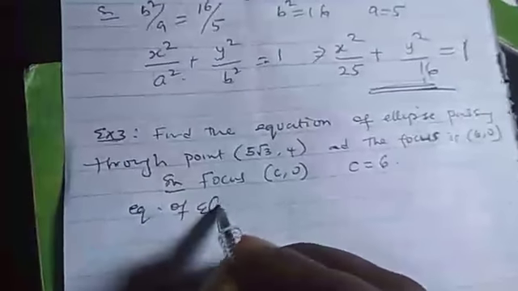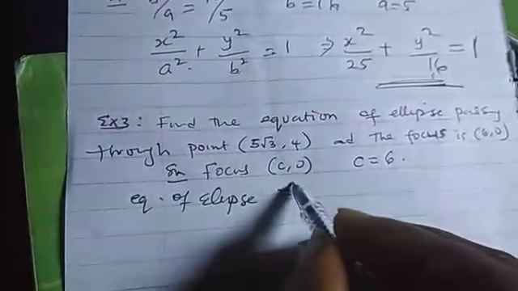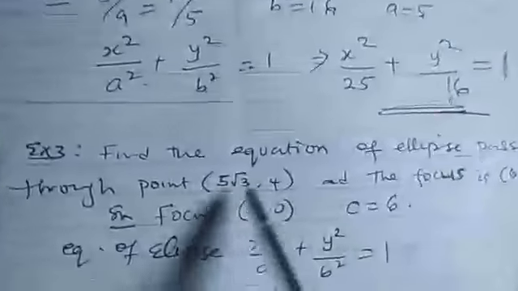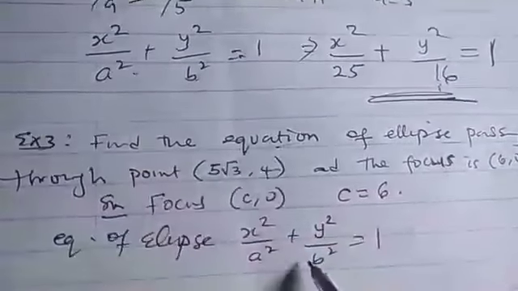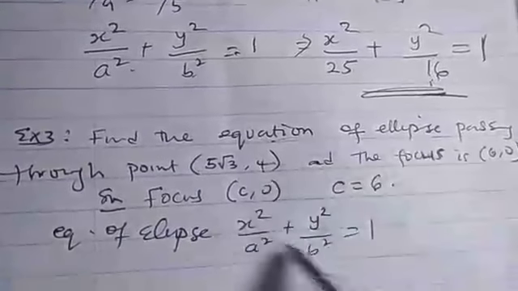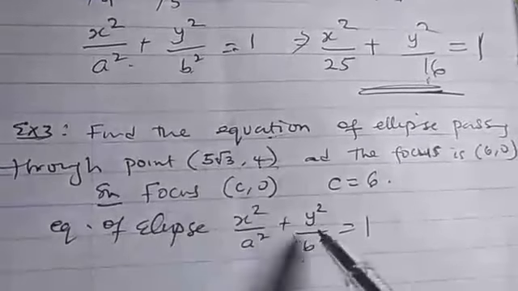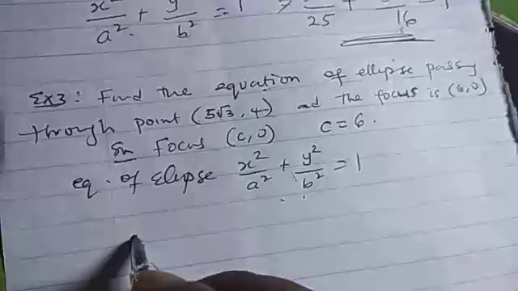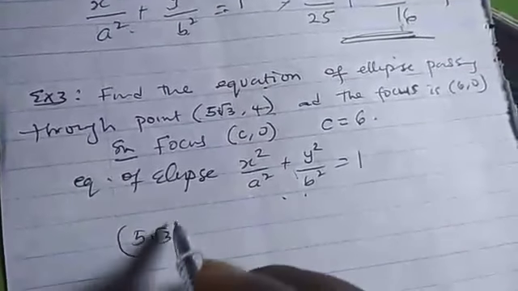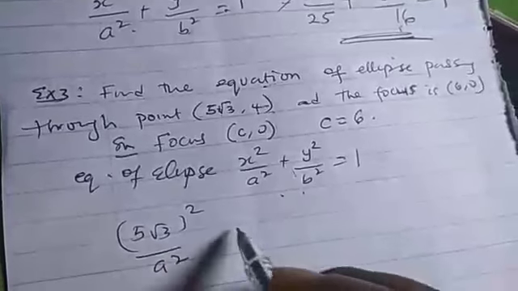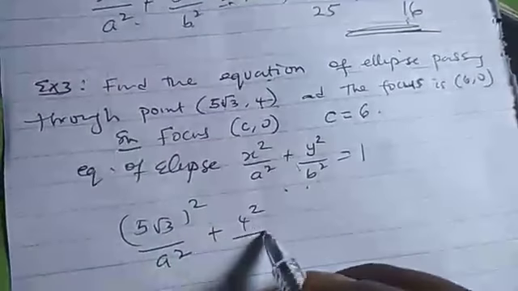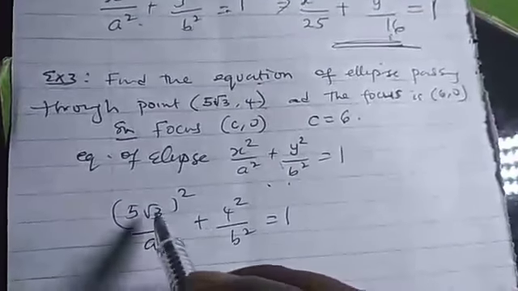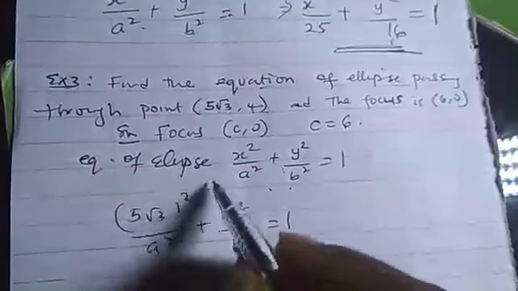Now let's come to the equation. The equation of an ellipse, we know, is given as x square over a square plus y square over b square equal to 1. But they said the ellipse passes through this point. What they mean is that if this equation passes through a point, we can substitute the point as x and y. This is for x, this is for y. So it will be 5 root 3 squared over a squared plus 4 square over b square equal to 1.